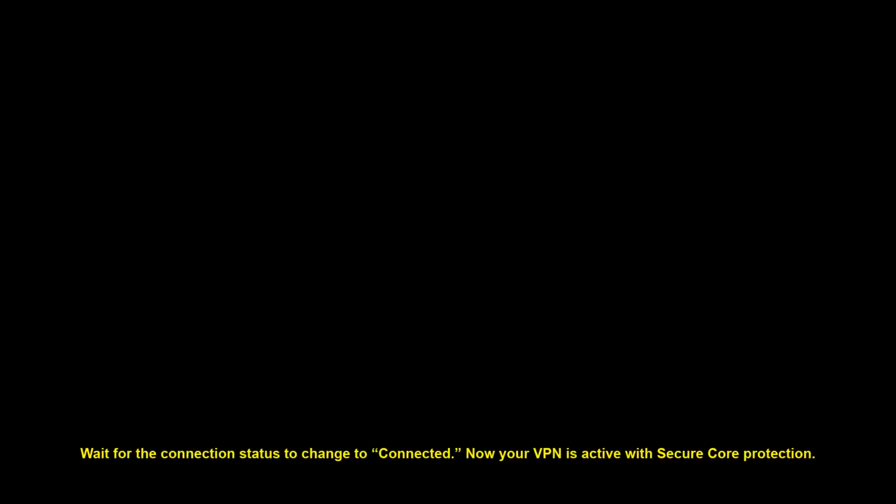Once selected, return to the main interface. Tap on the Connect button to establish a VPN connection. Wait for the connection status to change to Connected. Now your VPN is active with secure core protection. You can verify your connection by checking your new IP address within the app.